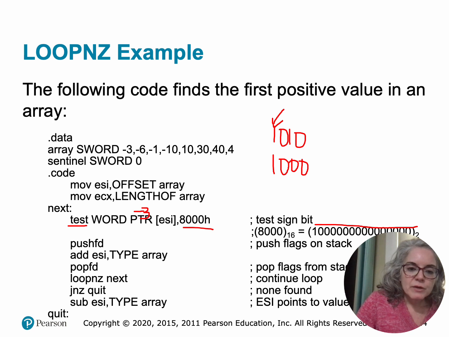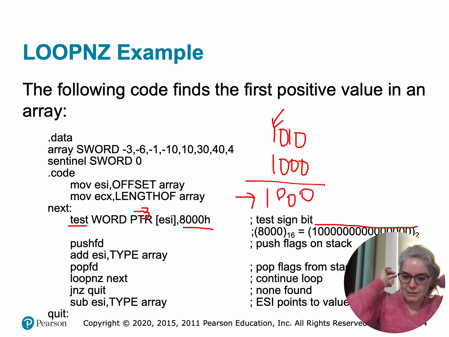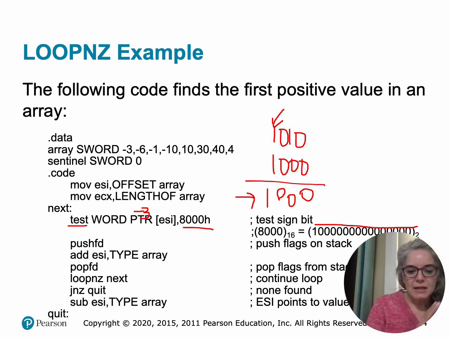If I AND it with 1 0 0 0, then 0 and 0 is 0, 1 and 0 is 0, 0 and 0 is 0, 1 and 1 is 1. So my result is going to be a negative number. And what happens with the ANDing instruction is that it clears and it sets some flags.